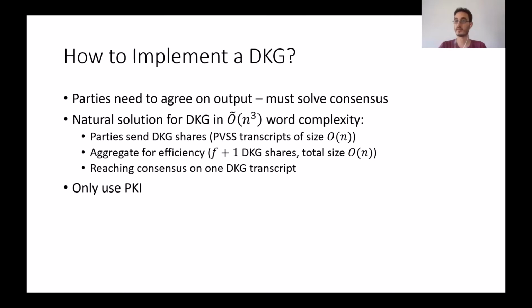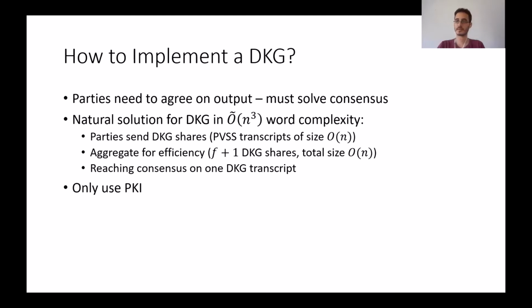So how might we implement a DKG? The first thing I think of when I see this task is that parties need to agree on their output from the protocol. They all have to have a consistent DKG among them at the very end. So for example, they all have to have the same public key, the same set of verification keys, and each one has to have a signing key that's consistent with both. And to me, it sounds like we have to solve consensus somewhere in there.